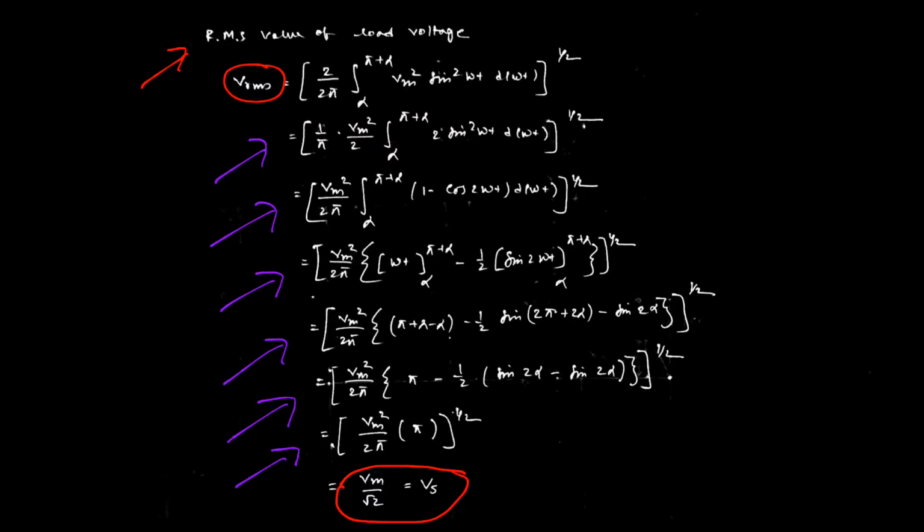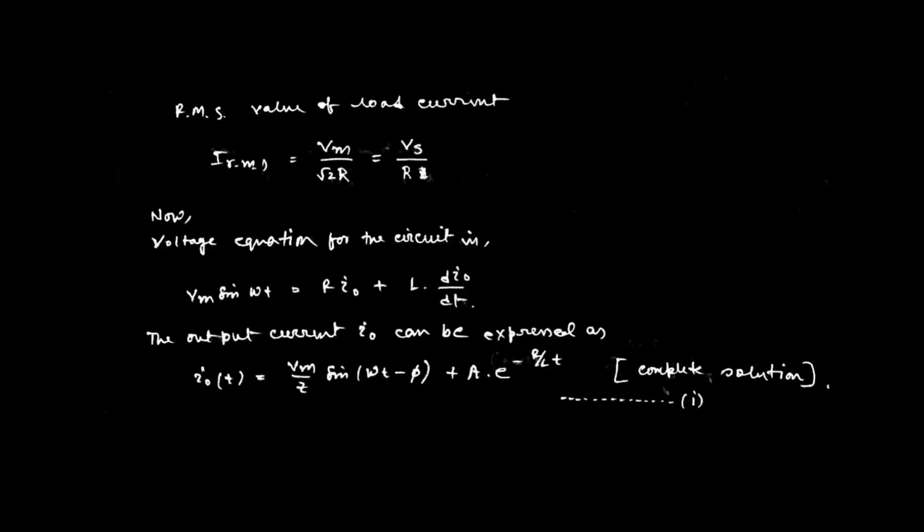So what will be the RMS current? The RMS value of the output current can be defined by I_RMS equal to V_RMS by R, that is Vm by root 2 R. So this is the RMS current expression. Okay, so this is all about the RMS and average value.